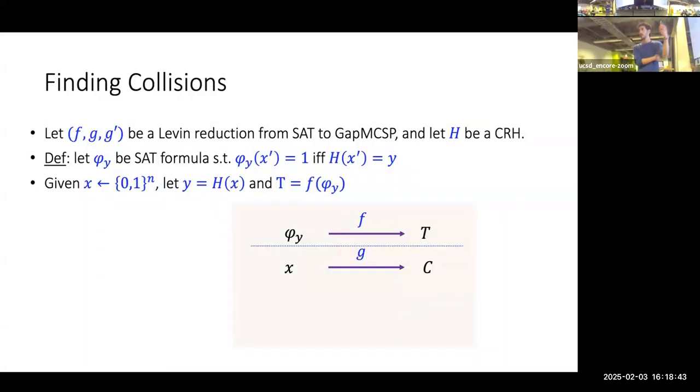Now I have a circuit, so I can use the IO to get a new circuit that computes the same function. And because the overhead of the IO is not too large, the size of C prime is still not too large.